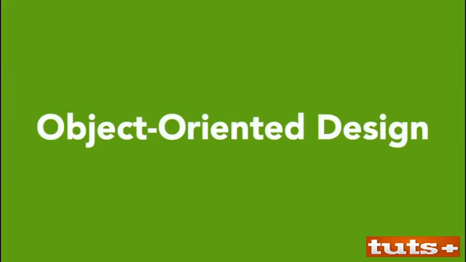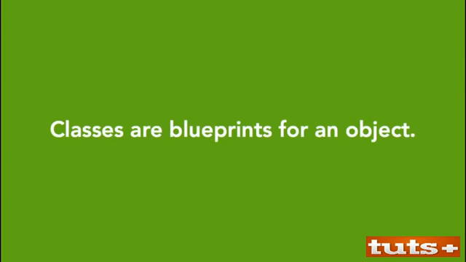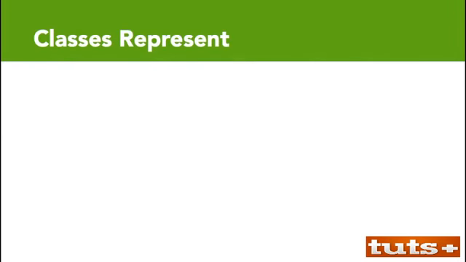As you know, Java is considered an object-oriented programming language. But what does that really mean? Classes and objects are the main focus of this section. A class is a blueprint for an object. Classes are used to represent the state and behavior of that object.